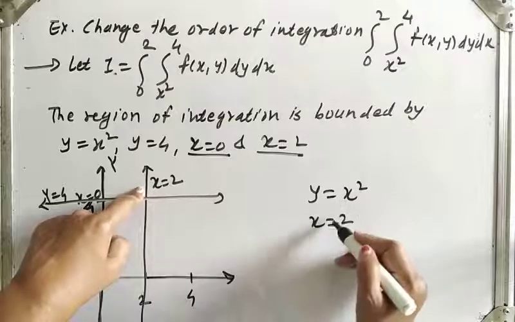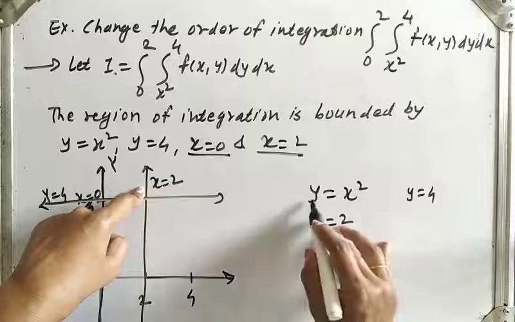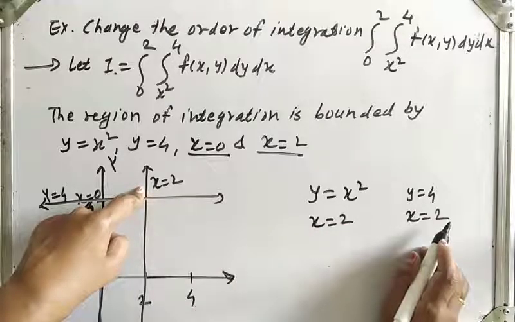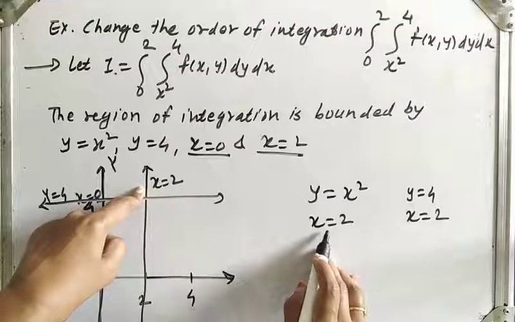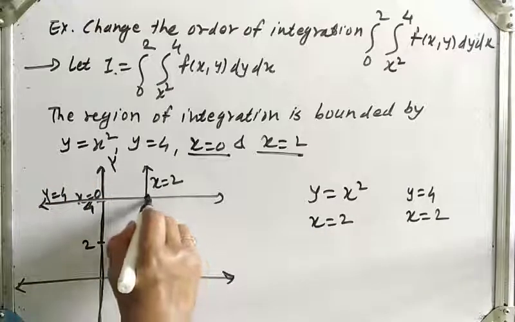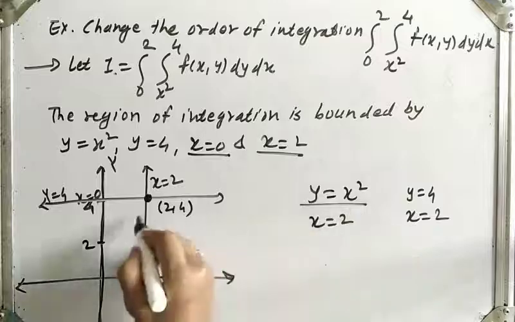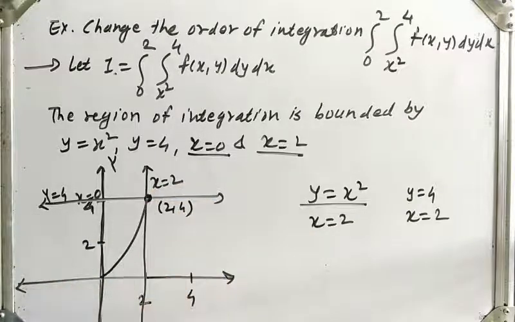Now y is equal to x square and x is equal to 2. What will be after solving it? We get y is equal to 4. When y is equal to 4, x will be 2. Okay, so the points of intersection are 2 and 4, means this point is 2, 4. This y is equal to x square is a parabola, and it passes through this line.